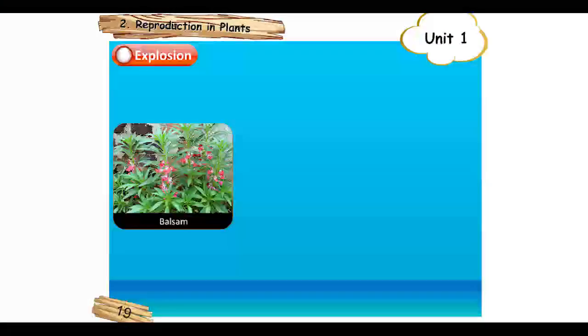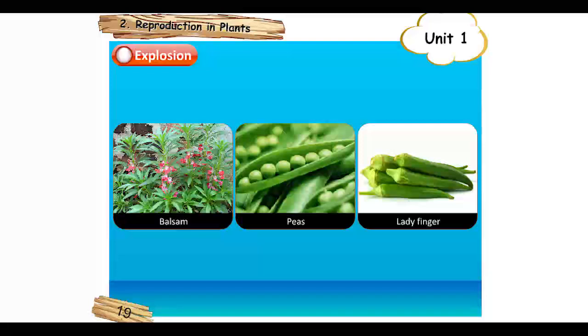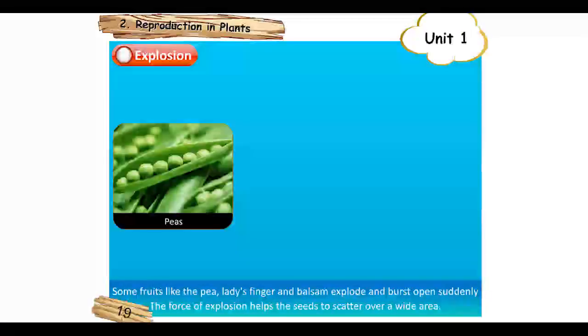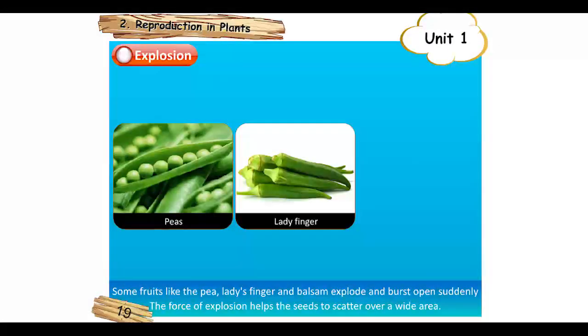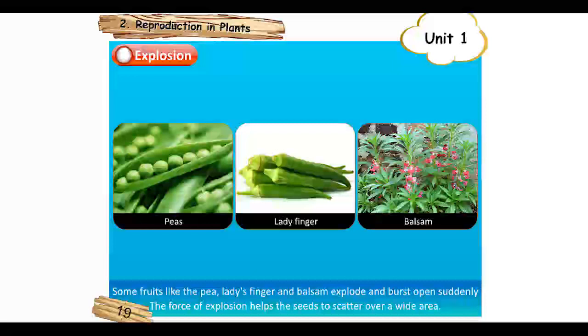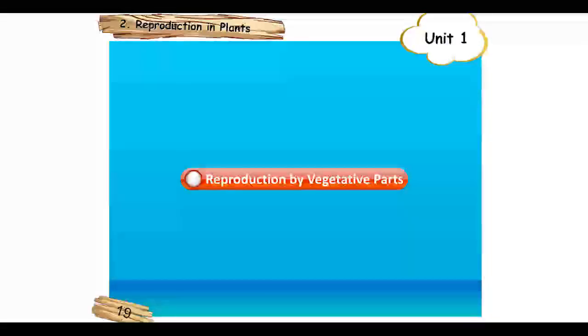Explosion. Dispersal by explosion of fruits. Some fruits like the pea, lady's finger, and balsam explode and burst open suddenly. The force of the explosion helps the seeds to scatter over a wide area.